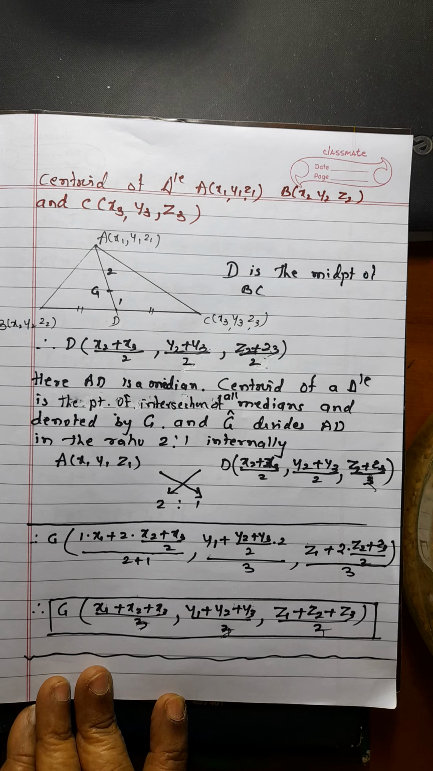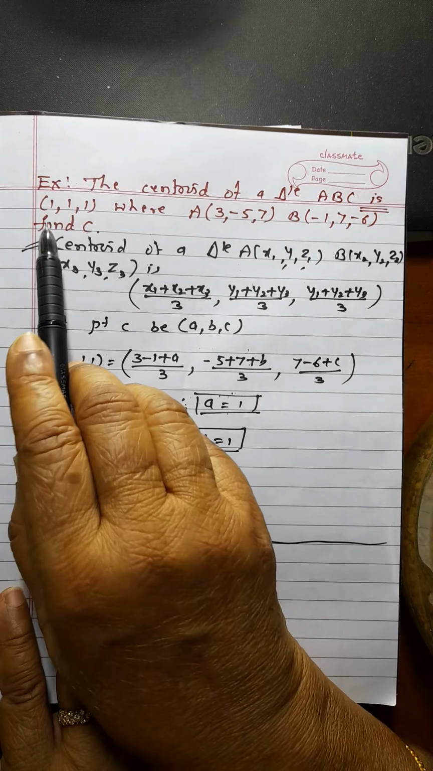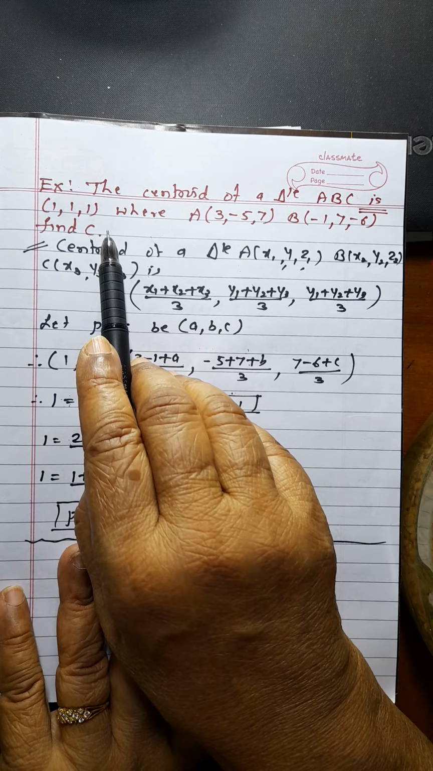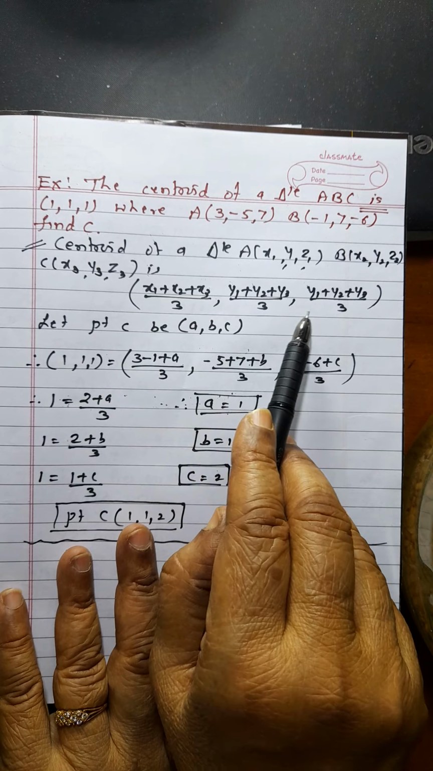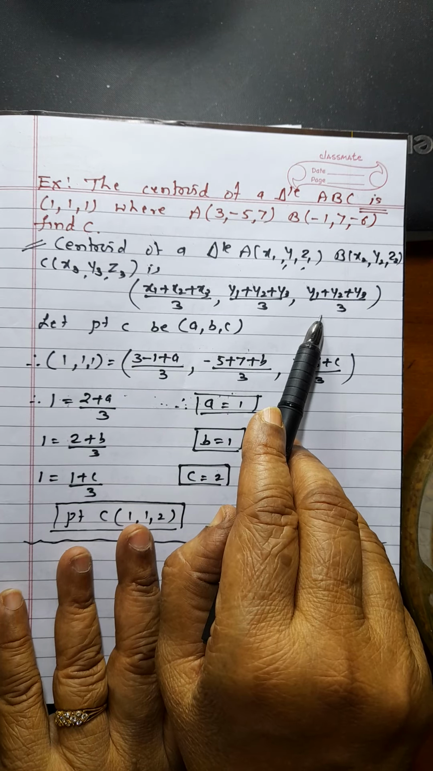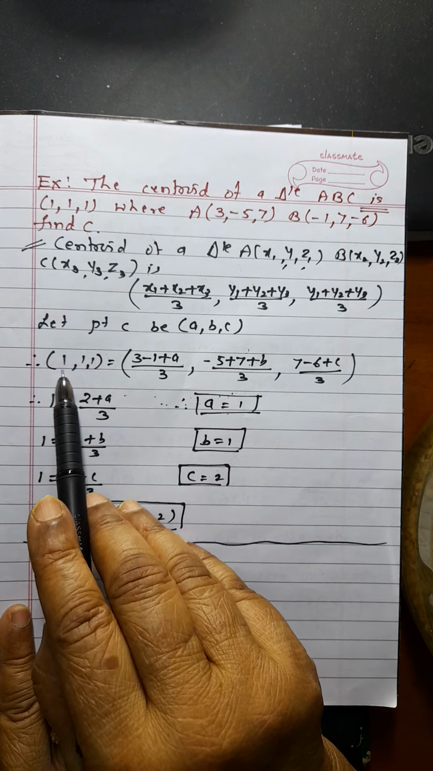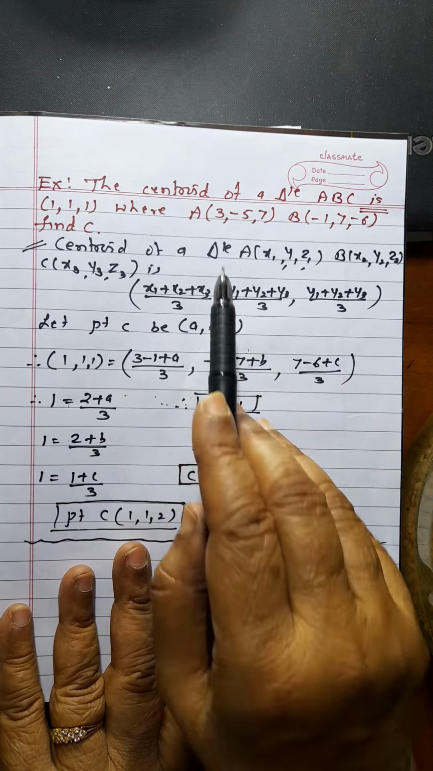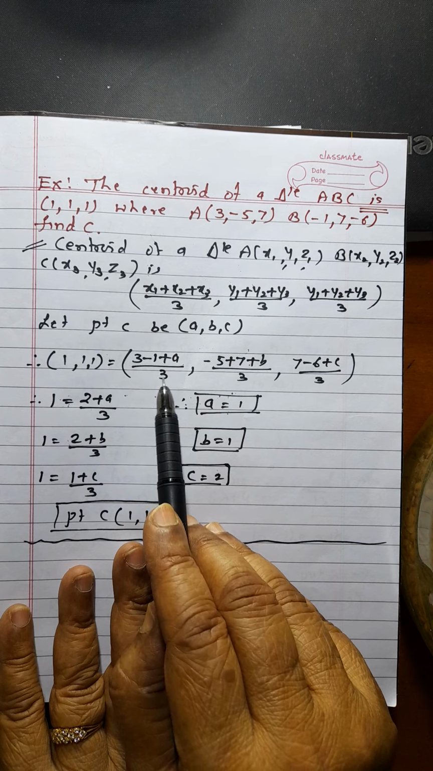Now we will solve a problem based on this. I'll take one example. The centroid of a triangle ABC is this, where A and B are this, find C. So the centroid of a triangle formula is this. This formula you write, better, you will get 1 mark for this. Let point C be (a, b, c). So this centroid (1, 1, 1) will be (3 minus 1 plus a) upon 3.